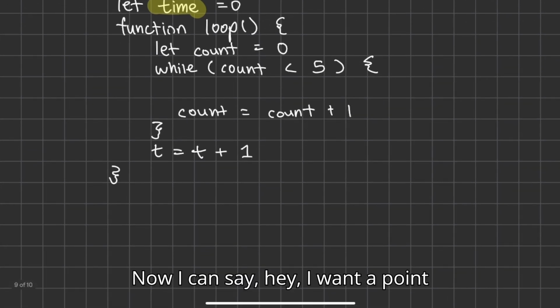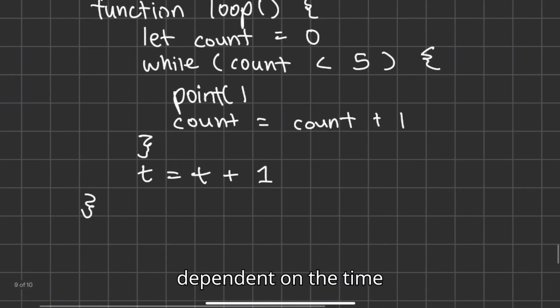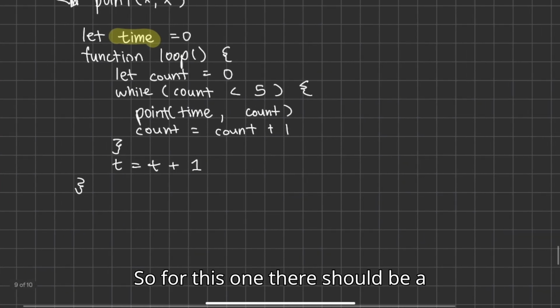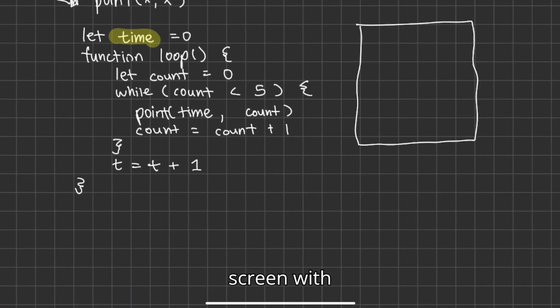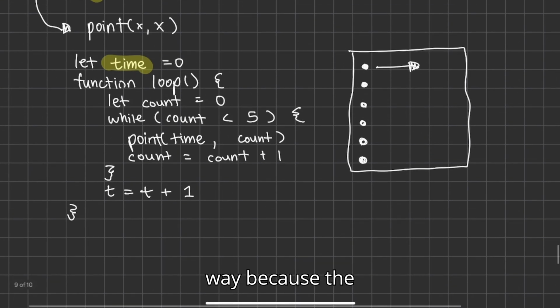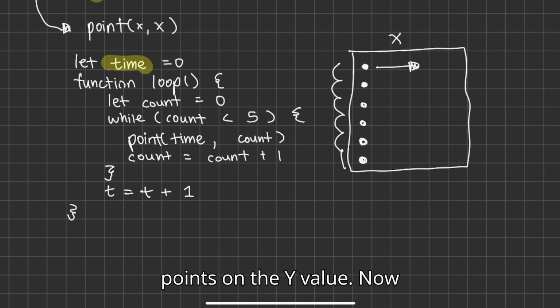Now I can say, hey, I want a point where it's dependent on the time and the count. So for this one, there should be a screen with your balls like that moving this way because the time increments the x value and then the count iterates new points on the y value.